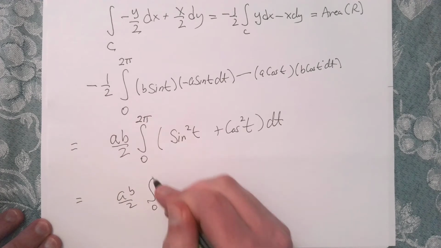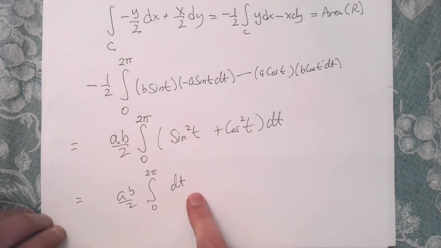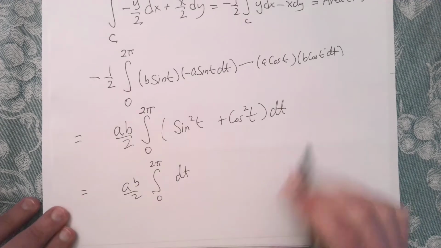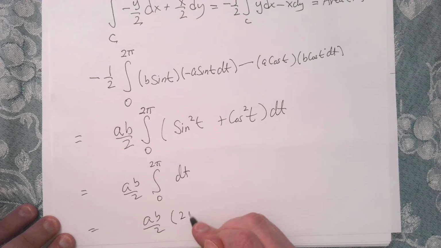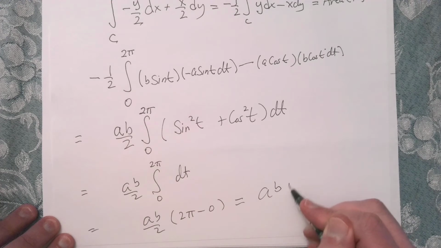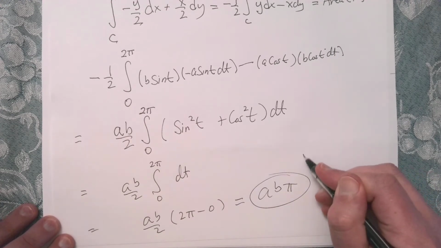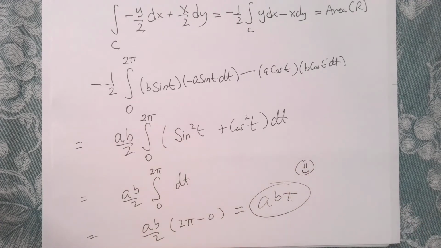Okay, so we just have the integral from 0 to 2 pi of 1 dt. But we know the integral of 1 is b minus a. So this is equal to ab over 2 times 2 pi minus 0. And that's ab pi. Okay, so very cool, area via vector calculus through line integrals.